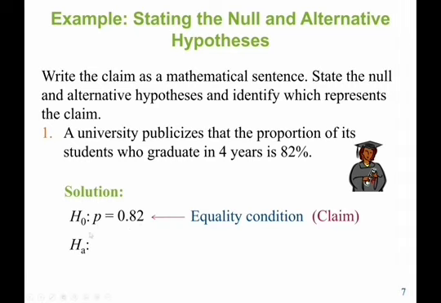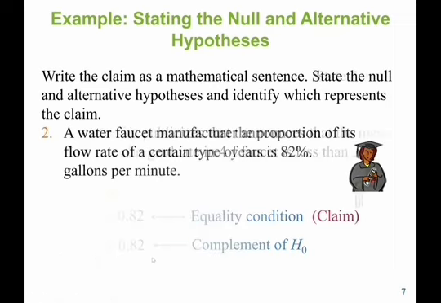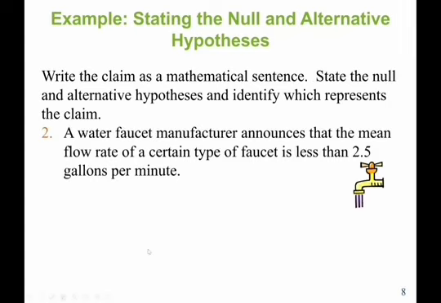Now, since H0, the null hypothesis, is equal, then HA should be not equal. So that is the complement of H0. We cannot say that if P equals 0.82, then in HA, P should be greater or less than 0.82. We cannot say that. Now let's look at the next example.